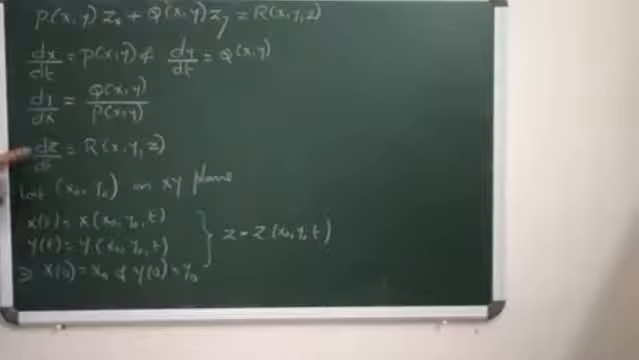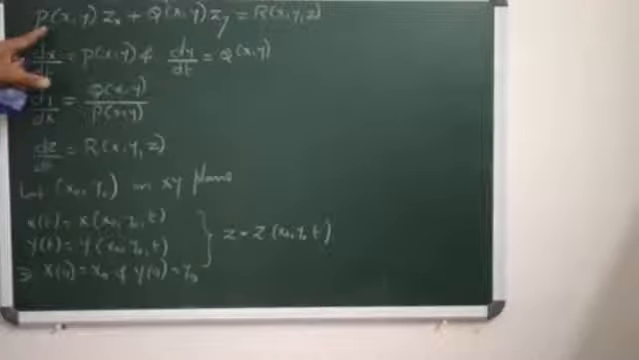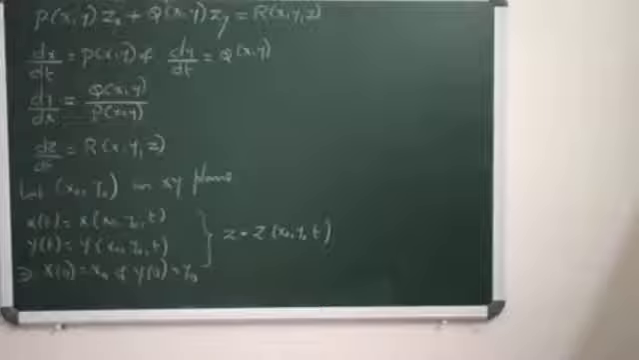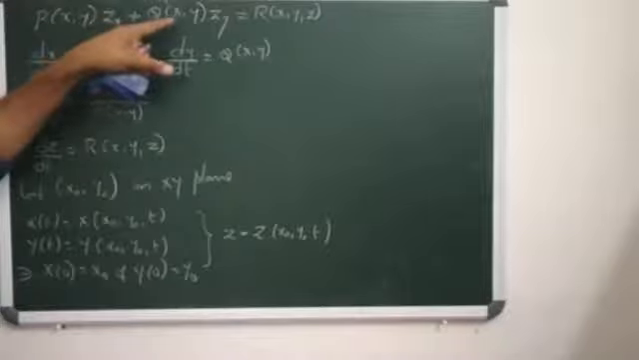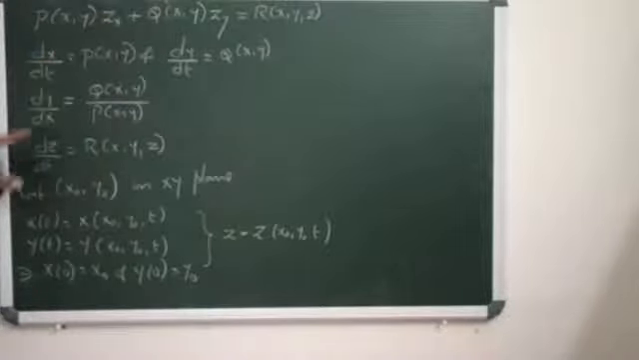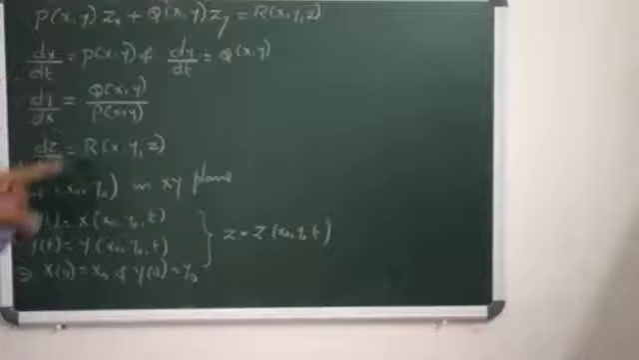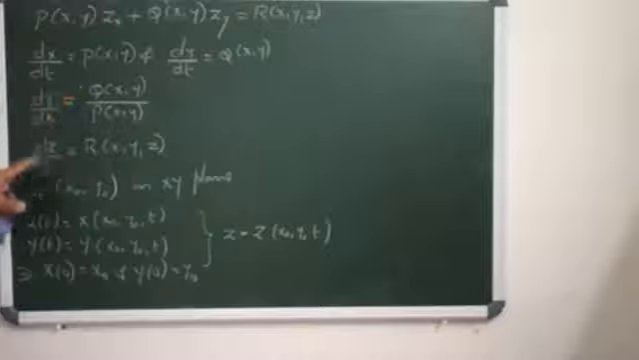This dz/dt = r(x,y,z) can be written in terms of dz/dx. Actually, what is dz/dx? Here dz/dx is z_x + z_y dy/dx. So it is (p z_x + q z_y)/p, that is r(x,y,z)/p(x,y). So from there we have dz/dt = r(x,y,z).